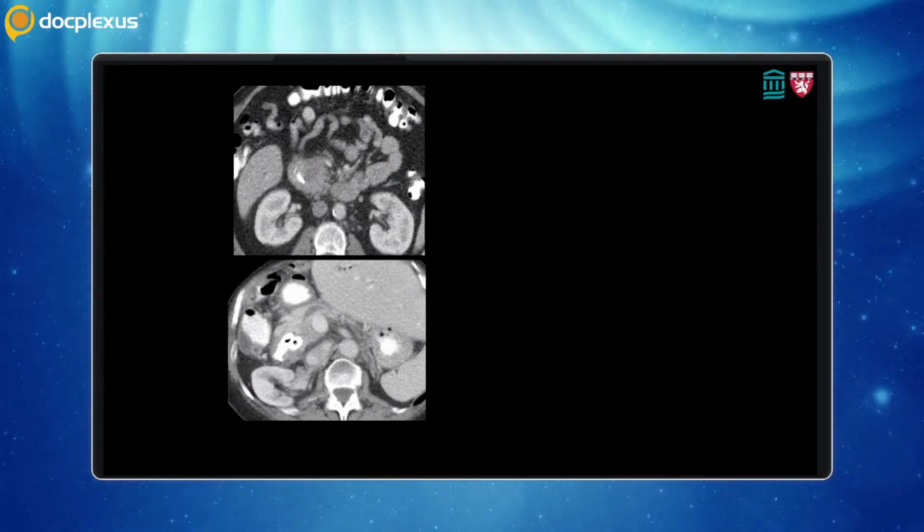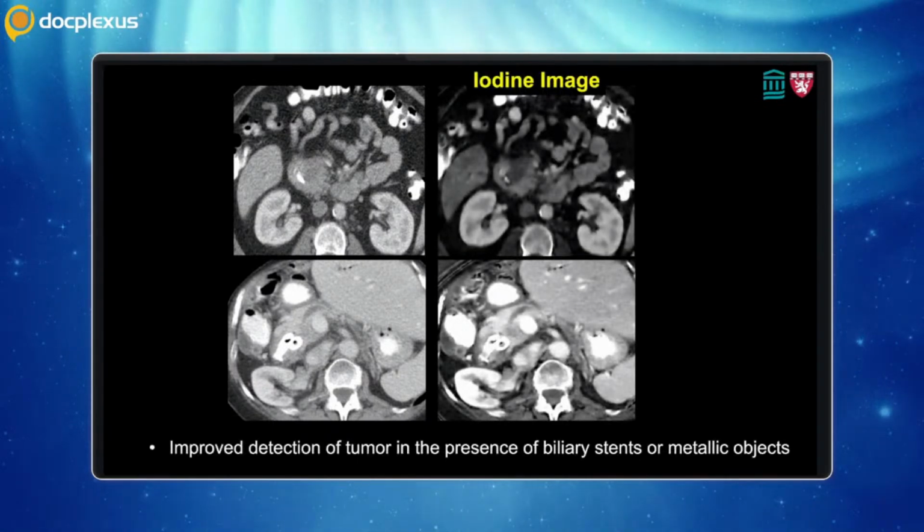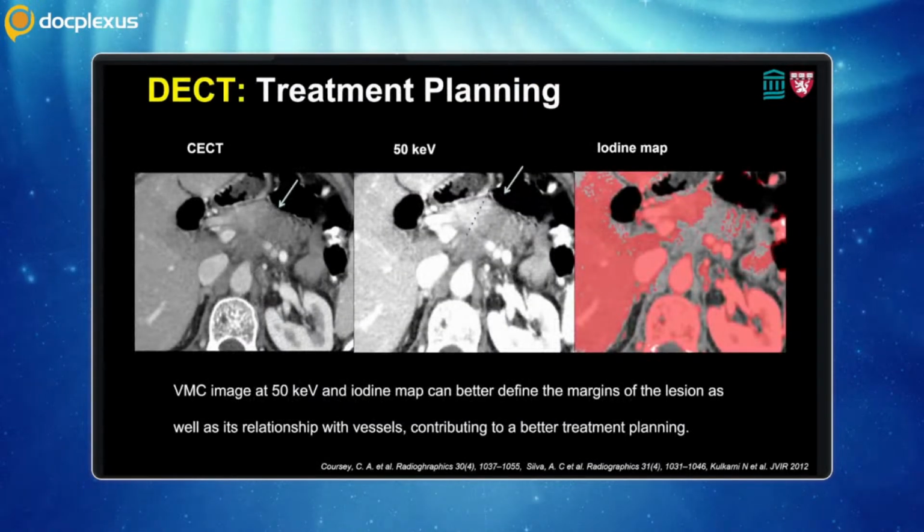Now, either iodine images or high energy monoenergetic images reduce the artifacts from the stents and in fact allow better visualization of the pancreatic tumor, which is important to delineate the margins and also see their relationship to the surrounding vascular structures. Improved visualization of the tumor, both at low keV monoenergetic and iodine images, improve depiction of the tumor margins and relationship to surrounding structures.